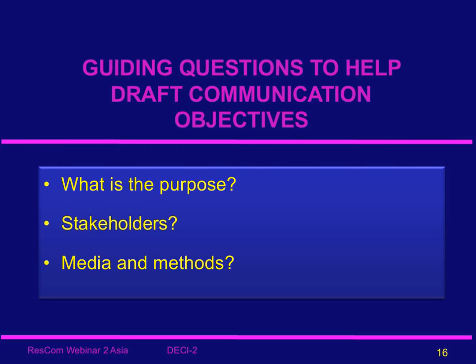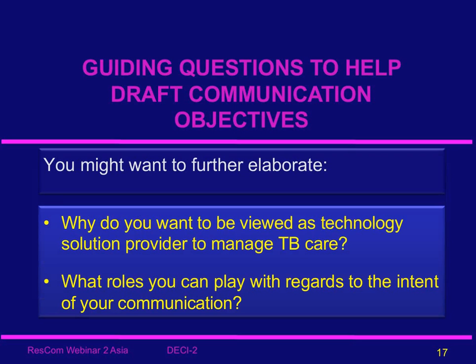Now the guiding questions to help draft communications objectives, again, relate to the three elements that build communications objectives: the purpose, the stakeholders, and media and methods. To ask them to be more specific about what they want, we can ask them, why do they want to be viewed as a technology solution provider to manage TB care? From the explanations they gave us, it's clear that they want to target the government, and they want the government to scale up their intervention to other geographical areas.